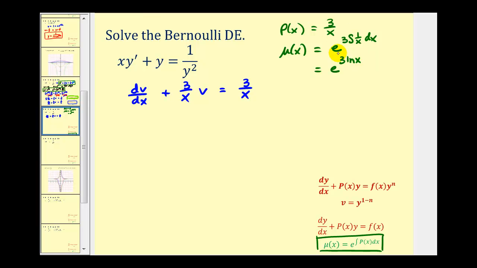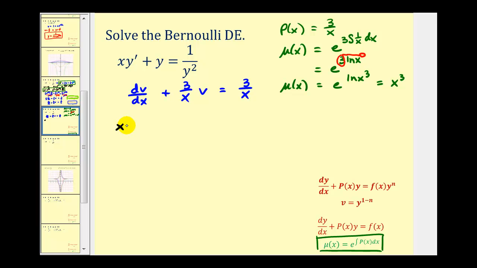This is going to simplify. We can move this 3 to the exponent position. So we have e raised to the power of natural log x cubed, which simplifies very nicely just to x cubed. So mu of x is equal to x cubed. Remember here, when this base is e and we have log base e, it simplifies to the number part of the log. Now we're going to multiply both sides of this differential equation by x cubed.